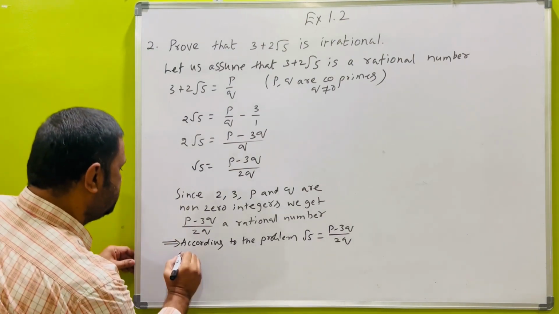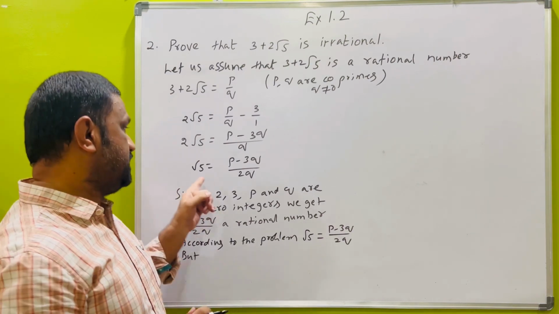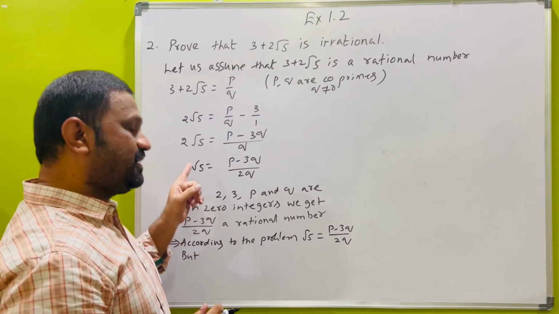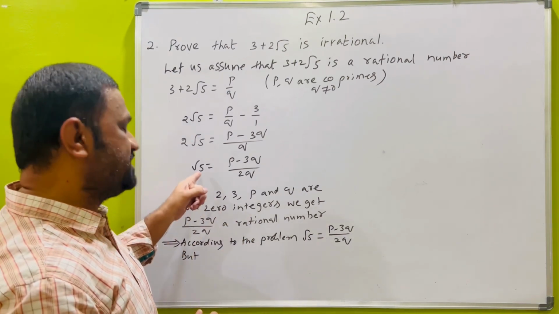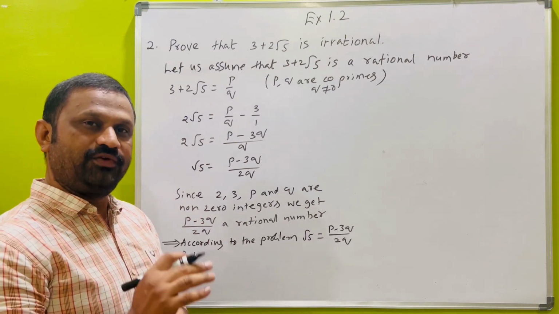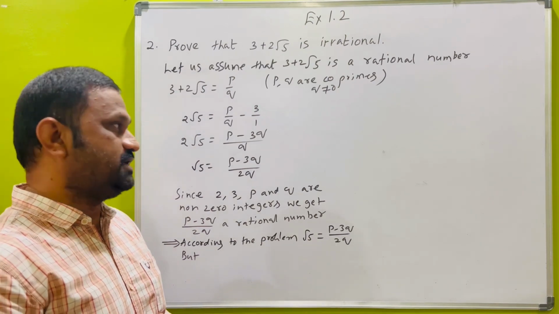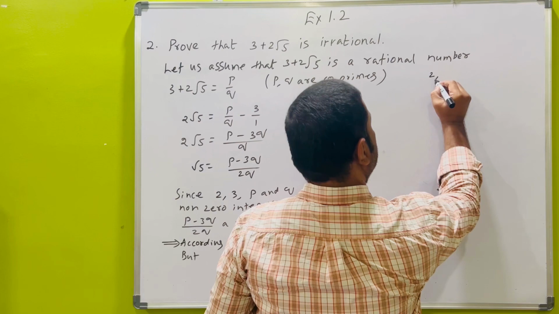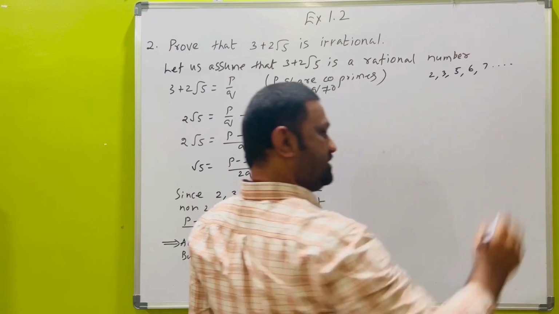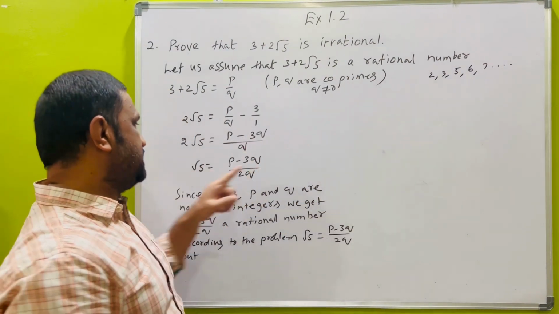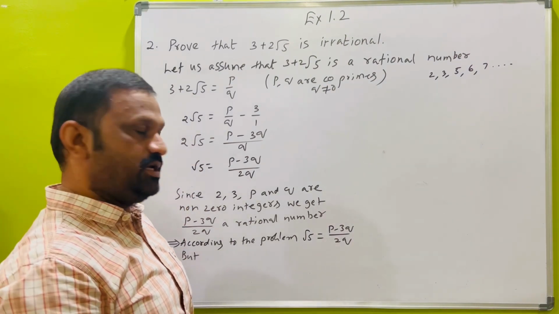But one thing we have to observe. Observe root 5. What is under the square root? A non-perfect square number is present under the square root. What are the non-perfect square numbers? Such as 2, 3, 5, 6, 7 and some other numbers. If you find these numbers under the square root, we can say that this is an irrational number.